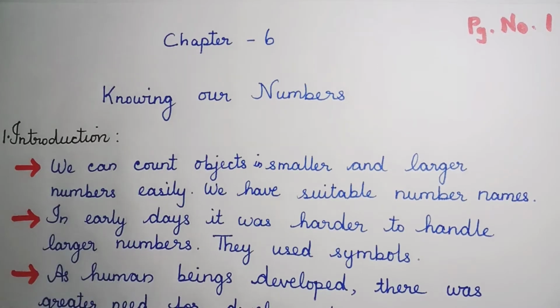As human beings evolved, the representation of the numbers also evolved. In that way, as human beings developed, the structure of the number system also evolved, and thus we got the current number system. So the people of the olden age used to represent numbers using symbols.